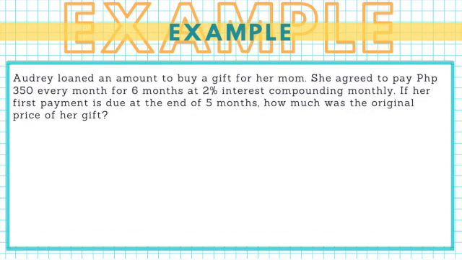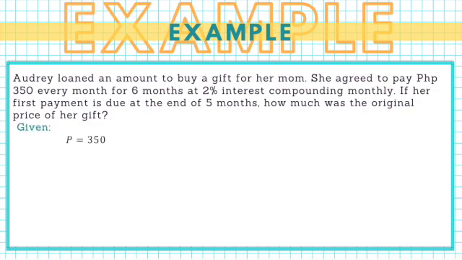Audrey loaned an amount to buy a gift for her mom. She agreed to pay 350 pesos every month for 6 months at 2% interest, compounding monthly. If her first payment is due at the end of 5 months, how much was the original price of her gift?